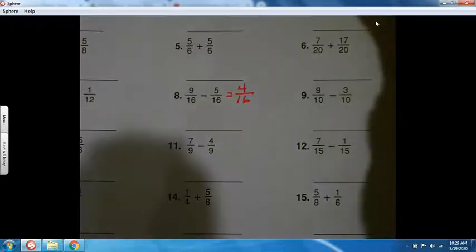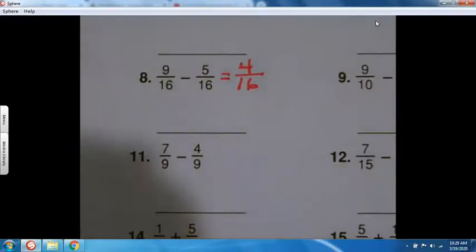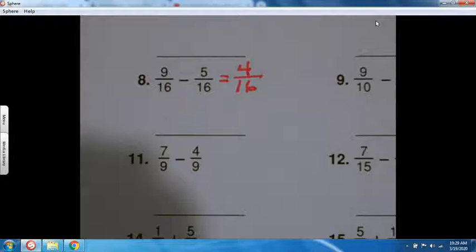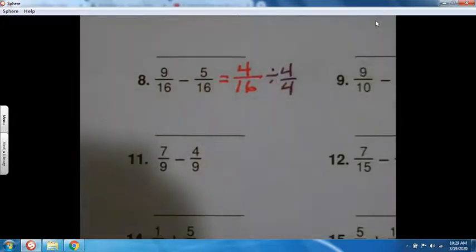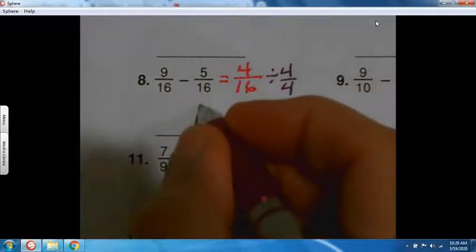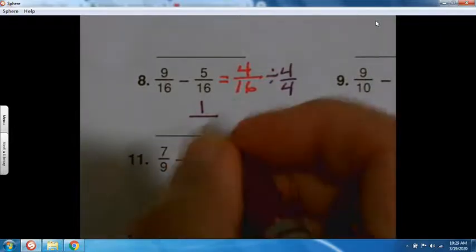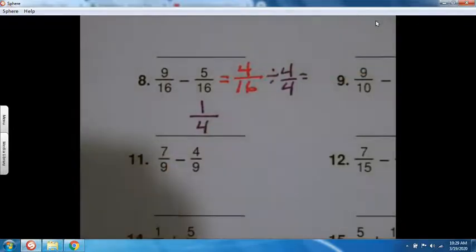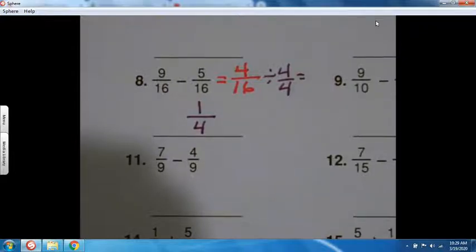Okay, so go back over here, and let me make this bigger. So we divide by, and let me get a different color because you guys know how I am with color. We divide by 4/4, and 4 divided by 4 is 1, and 16 divided by 4 is 4. So it has to be taken down all the way to simplest form. That is very, very important.